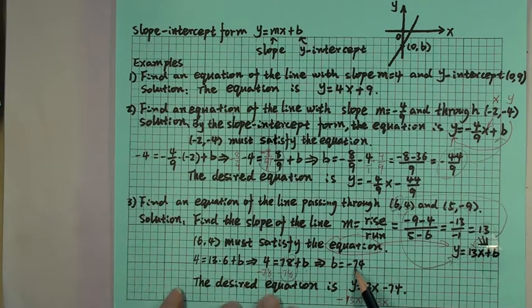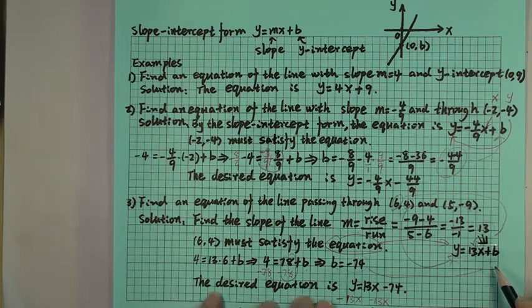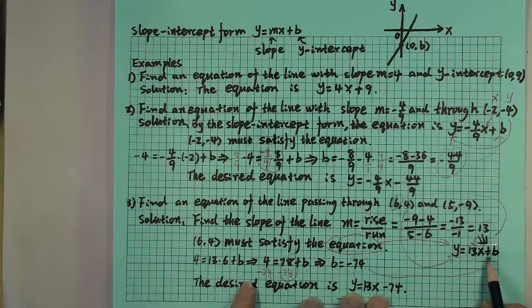Okay, so it looks like we have found negative 74 for b, and then you plug it back here. Right here you then have b. So that's y equals 13x minus 74. You may stop right here. Okay, but let me go one more step.